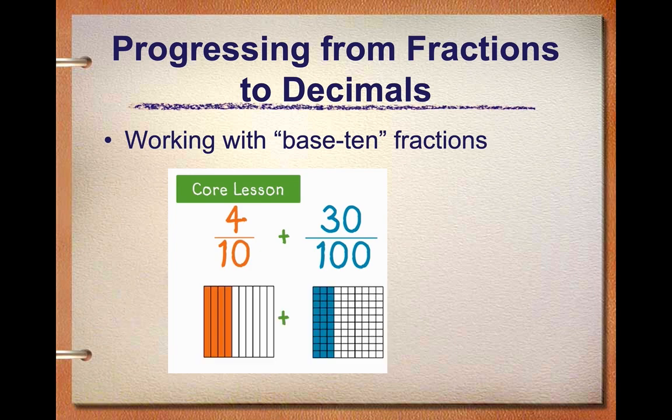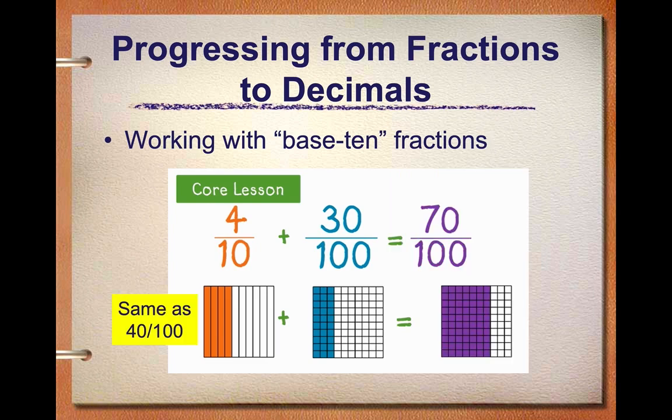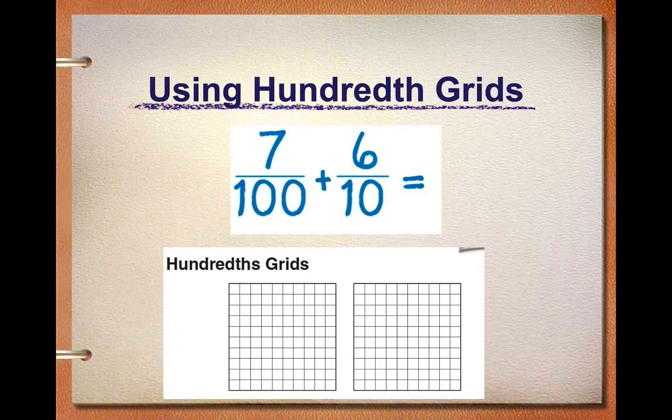One visual we see a lot when dealing with base 10 or decimal fractions is going back to our grids, our hundredths grids. So here we might see a visual of 4 tenths plus 30 hundredths. At this point, we've already been learning about same size pieces and common denominators. We can visualize it and see that that'd be the same as 70 hundredths. And we start building this notion of how we add tenths and hundredths.